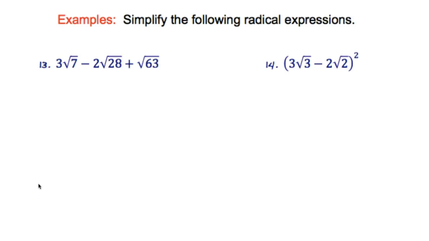All right, we've got two tough ones here. Just gotta follow the rules you know, and we can do it. So, this first one, we're adding and subtracting. Look at the first term. Can I simplify that? Nope, it's going to be the same. So that's 3 radical 7. The second term, minus 2 radical 28. Well, can I do that?